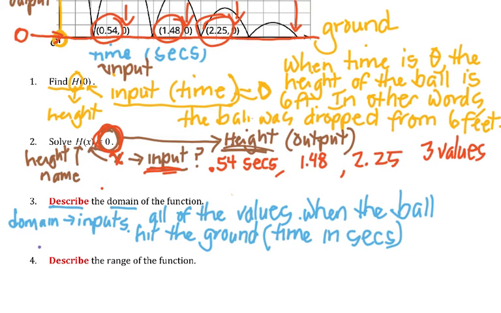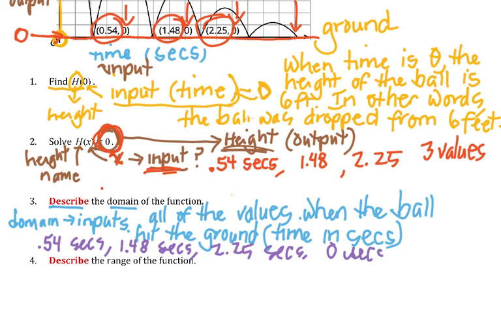We've got 0.54 seconds, comma, we have 1.48 seconds, we have 2.25 seconds, right? So those are all the inputs. I could even, in a sense, put 0 seconds, right? Because at 0 seconds, that's when I dropped the ball. All right, now that's describing the domain. Remember, domain are the inputs. The inputs are the time.